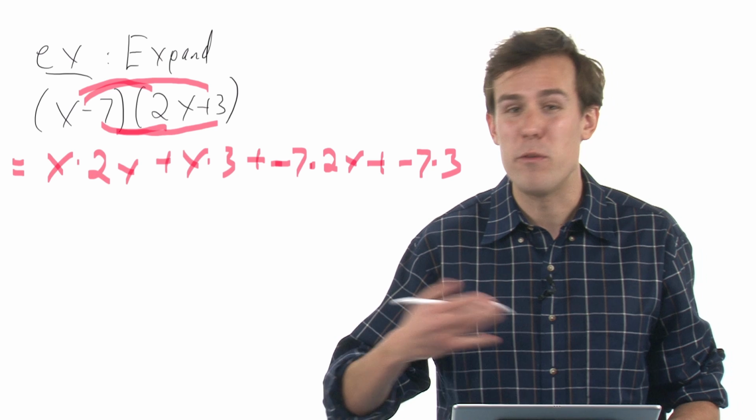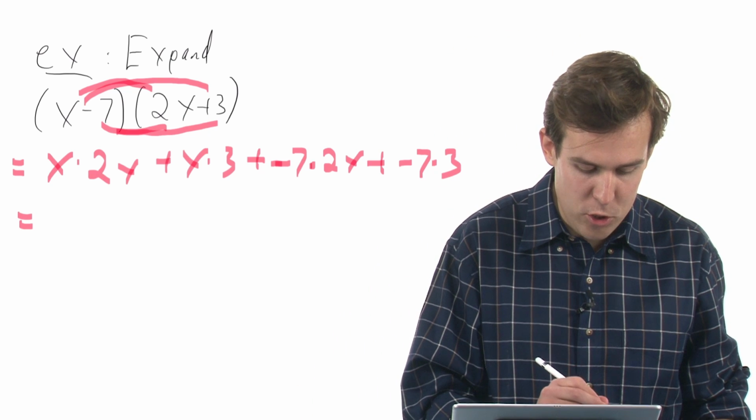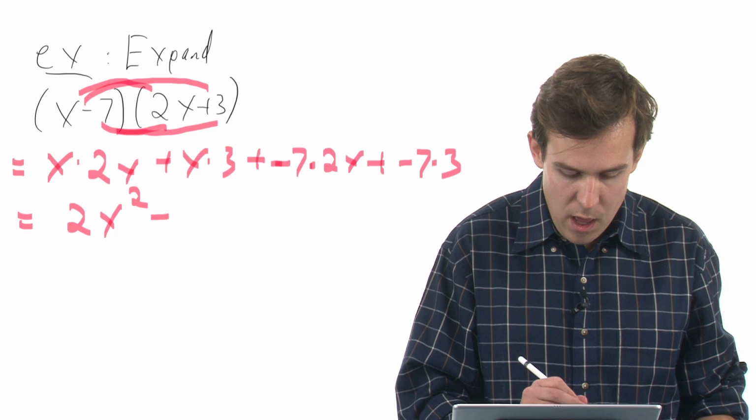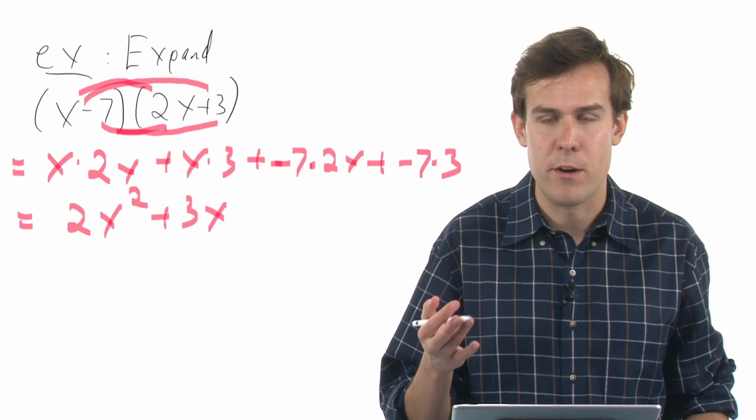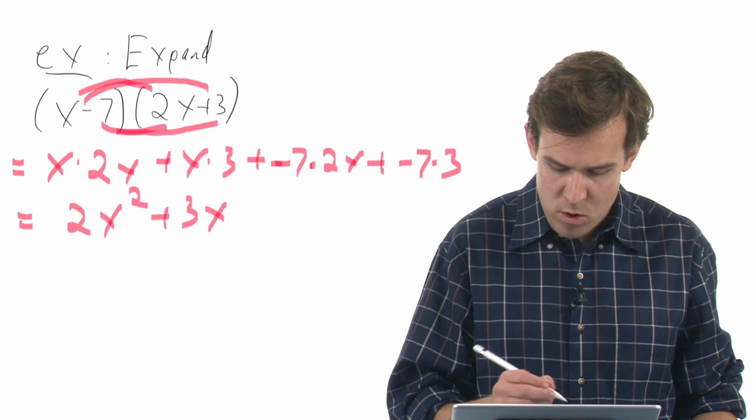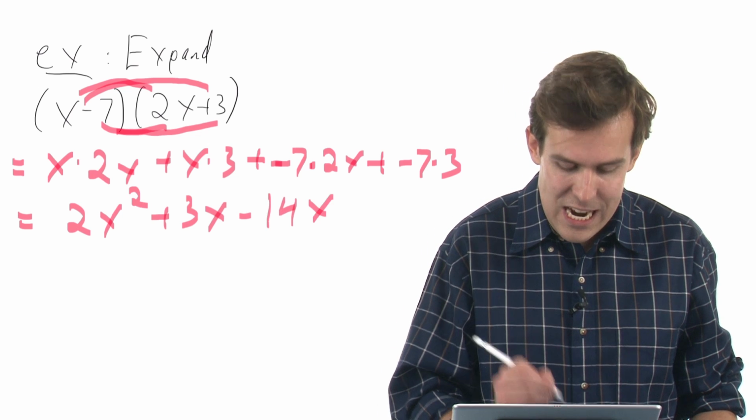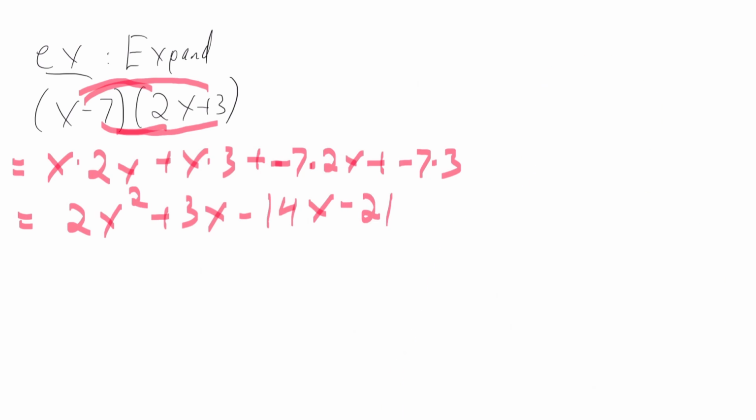All right, and now all I have to do is simplify everything. So x times 2x becomes 2x squared. It's more customary to write the number first and then the variable, so 3x. Minus 14x, and then minus 21. So 2x squared minus 11x minus 21. Expanding you can think of as just the opposite of factoring. In this case, I think it's not too bad, but of course one can expand products of polynomials of degree higher than 1. We can look at products of quadratics, degree 2 polynomials.